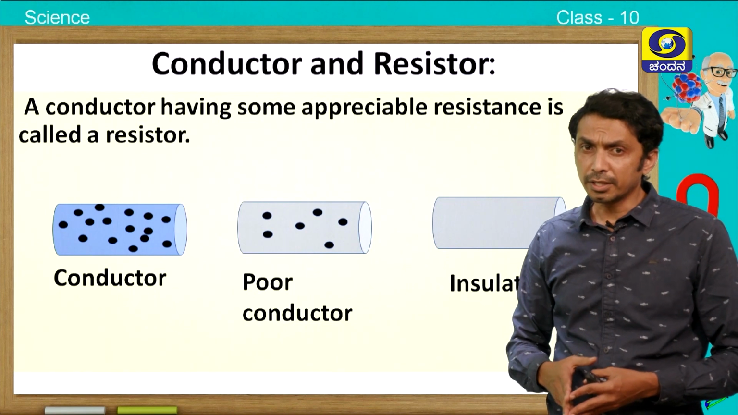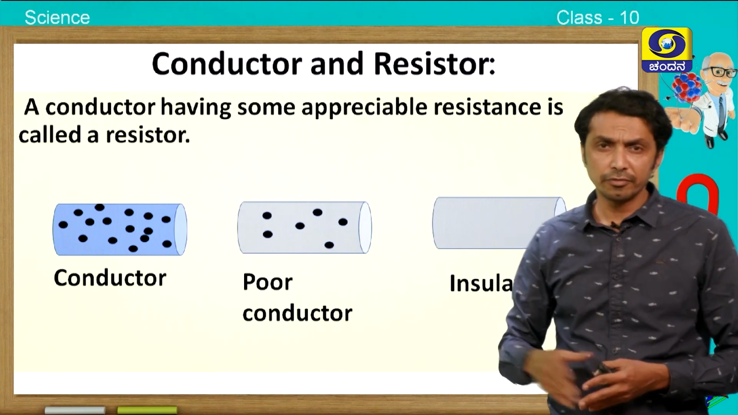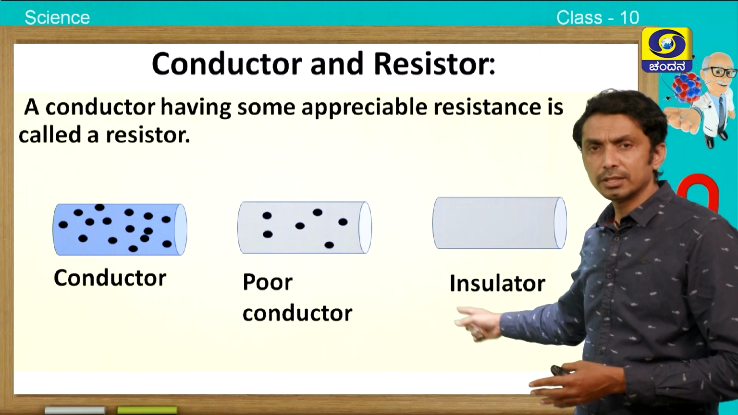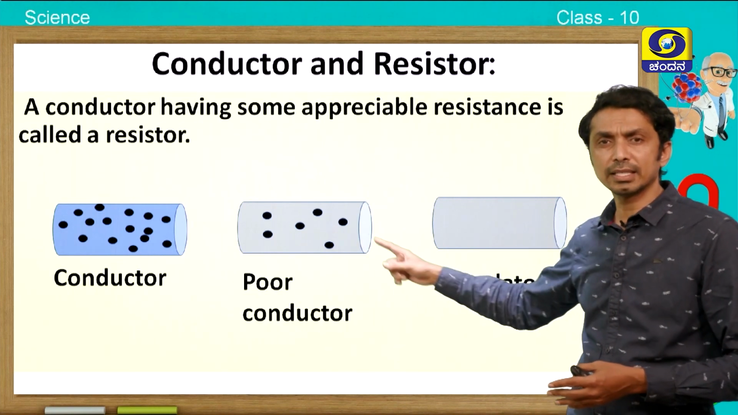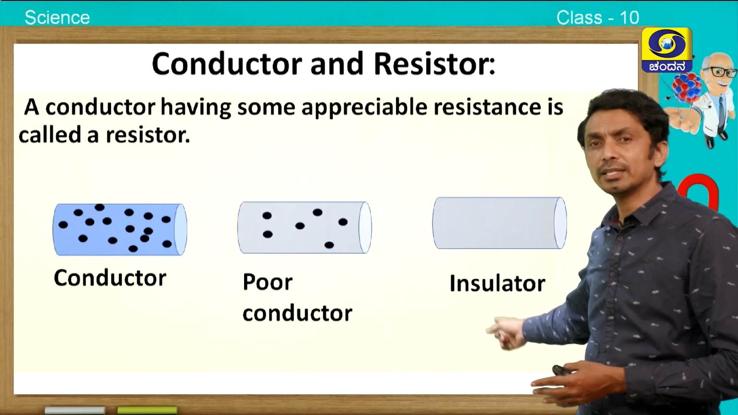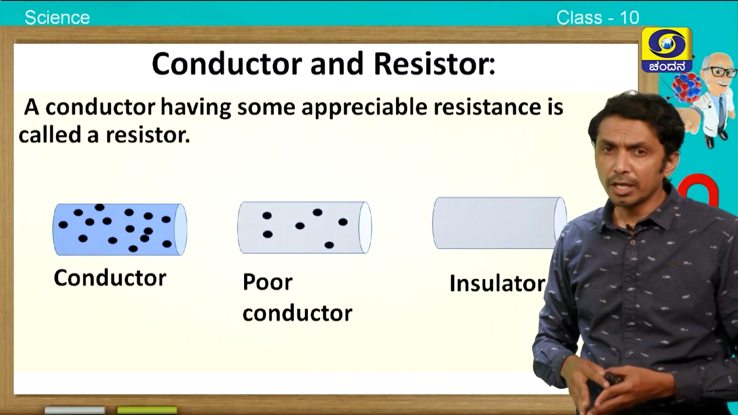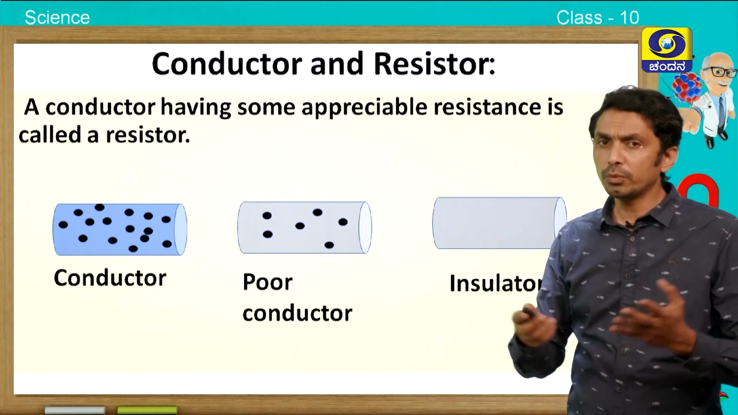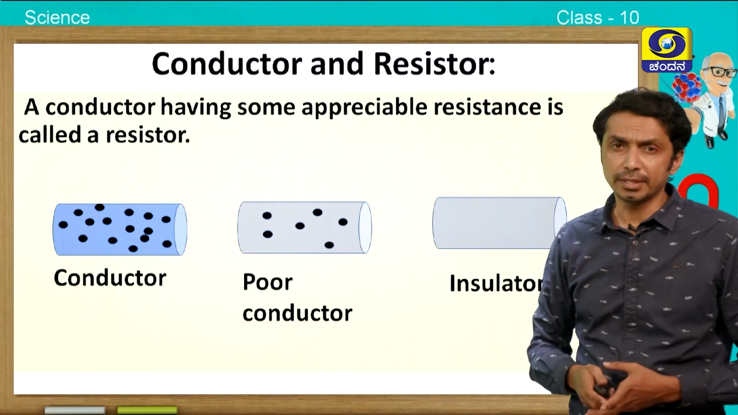Children, here what do you observe in this figure? There are three components here. One is conductor, another one is poor conductor, and another one is insulator. Now my question is, what do we call as an insulator? What is an insulator?